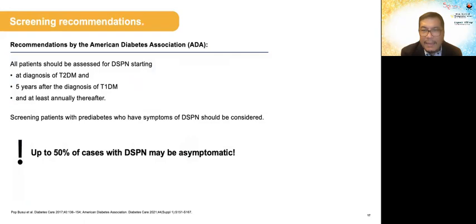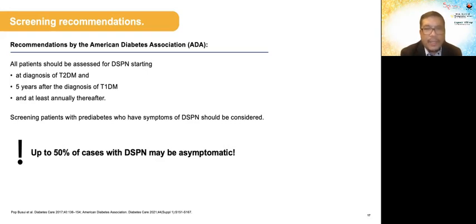So with that being said, it is thus very important to screen for diabetic neuropathy. The recommendations by the American Diabetes Association include that all patients should be assessed for distal symmetric polyneuropathy starting at diagnosis of type 2 diabetes. So even at the first visit, once you see a diabetic patient, you have to screen him or her for diabetic neuropathy. Or for type 1 diabetics, 5 years after the diagnosis and at least annually thereafter.